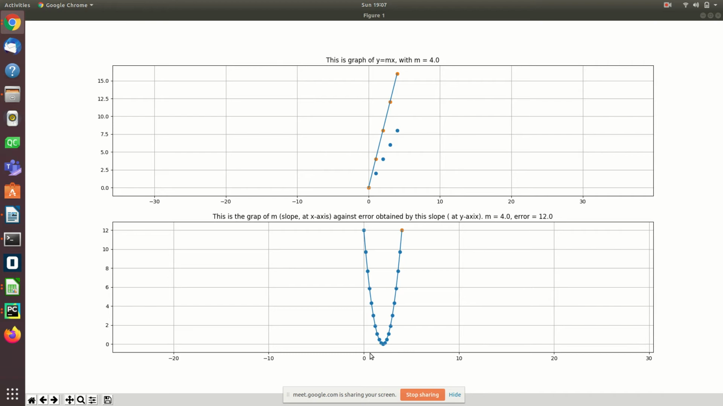This is the error graph. It shows the error for different values of m. When m is 0, the error is 12. When m is 4, again the error is 12. When m is 2, the error is 0. It means my solution is 2. Is it clear to you?